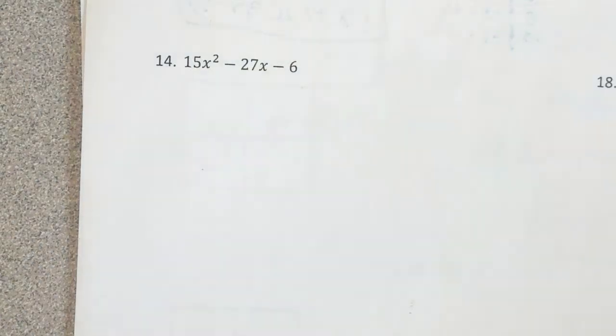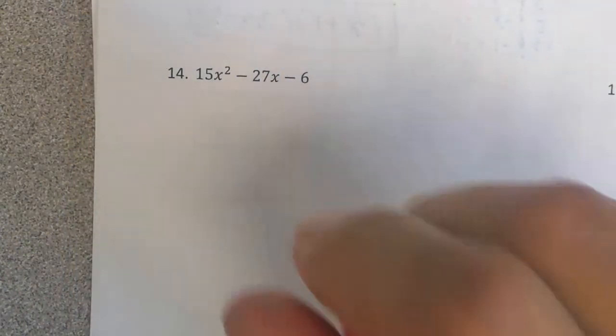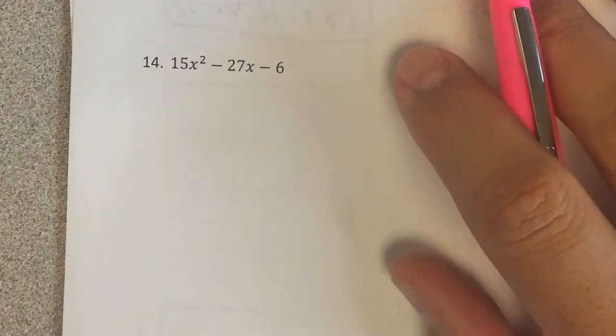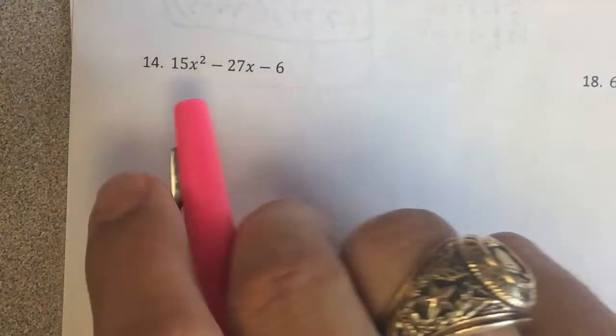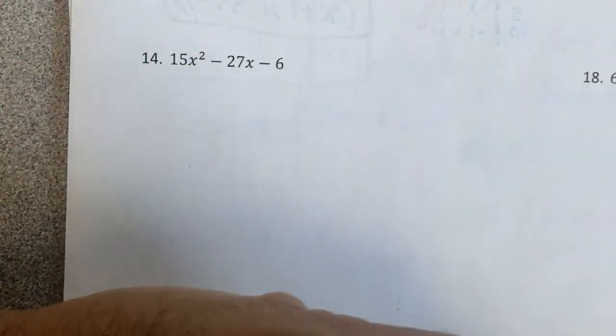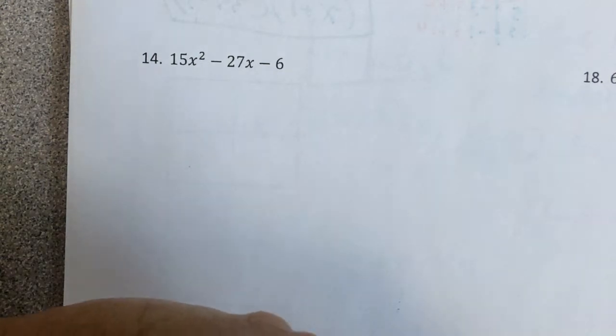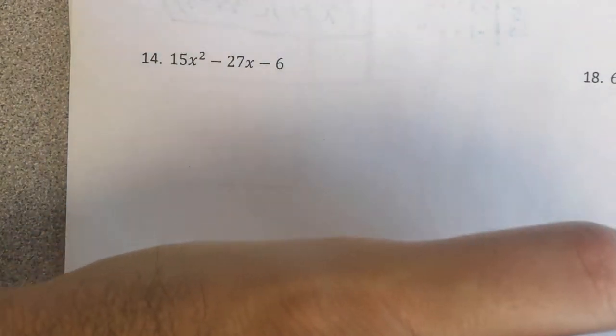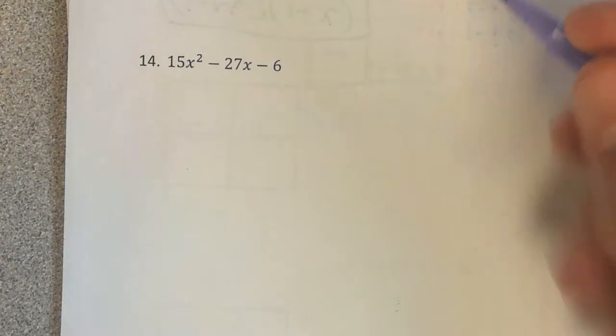Okay, we're going to work on number 14 and try to factor this. The first thing that I want to make sure we check for is to see if it has a GCF. Look at my numbers, 15, 27, 6. They are all factorable by 3.